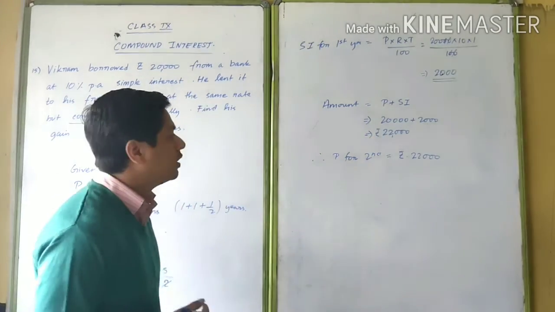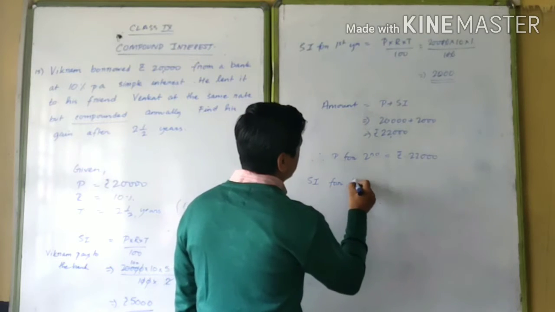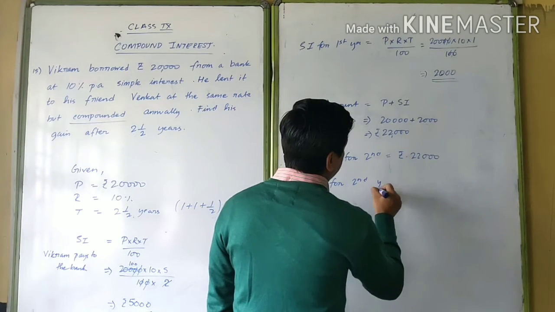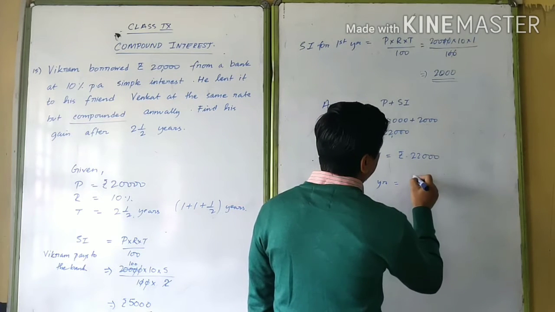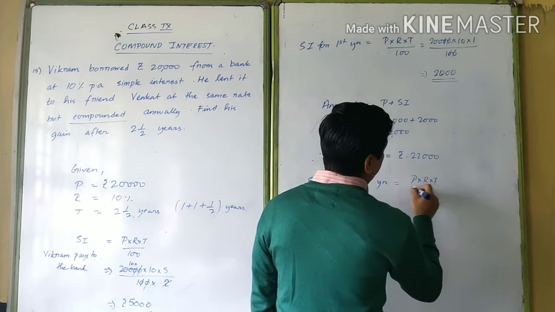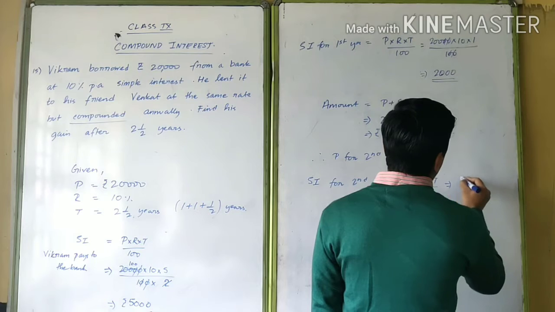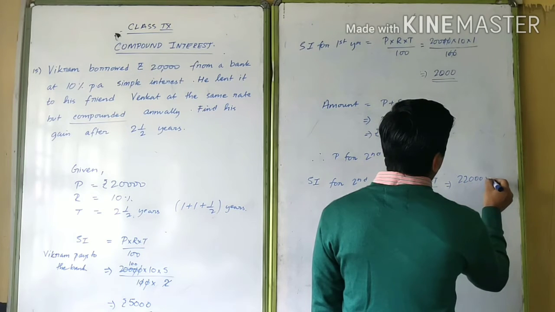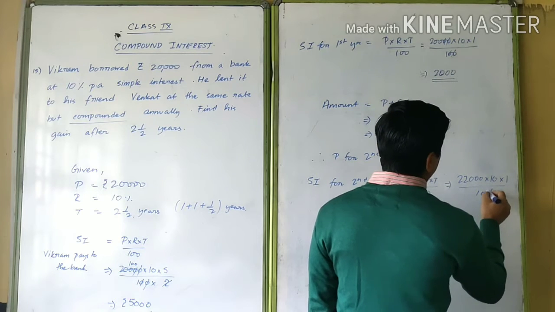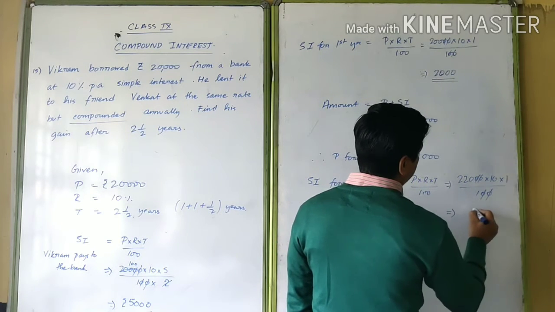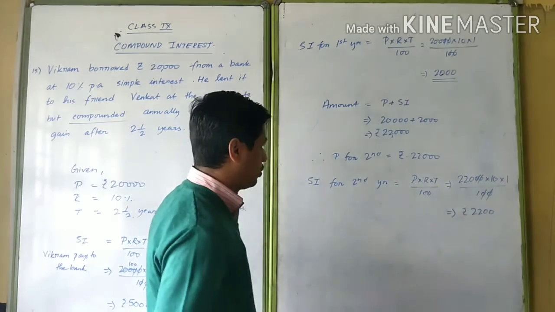Now again we will find the simple interest for the second year. SI for the second year equals P into R into T by 100. My P is 22,000, the rate is 10% and time again will be 1 year. 0 gets cancelled. So the SI for the second year is 2,200.